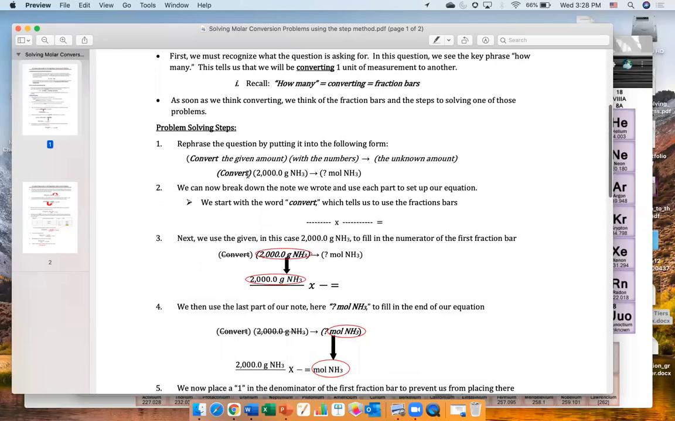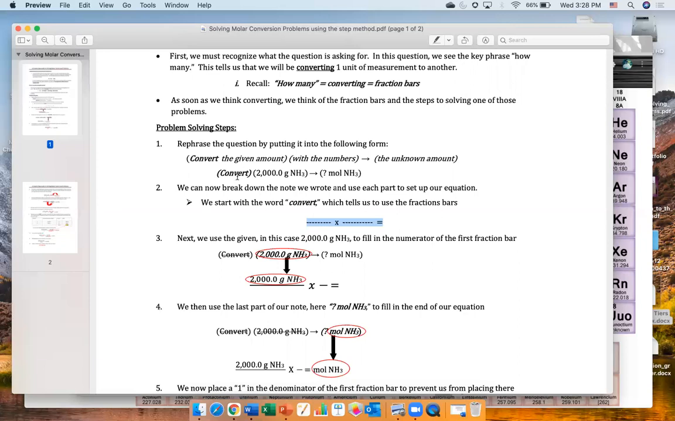So when I see this word convert, it means fraction bars. So we can now break down the note that we just wrote and use each part to set up our equation. So when we see the word convert, what that tells us to do is put down fraction bars. So the first thing I'm going to do is cross out the word convert. So that's going to tell me to write this little setup down. I'm going to write a fraction bar times fraction bar and then an equal sign. That's what the word convert will tell me.